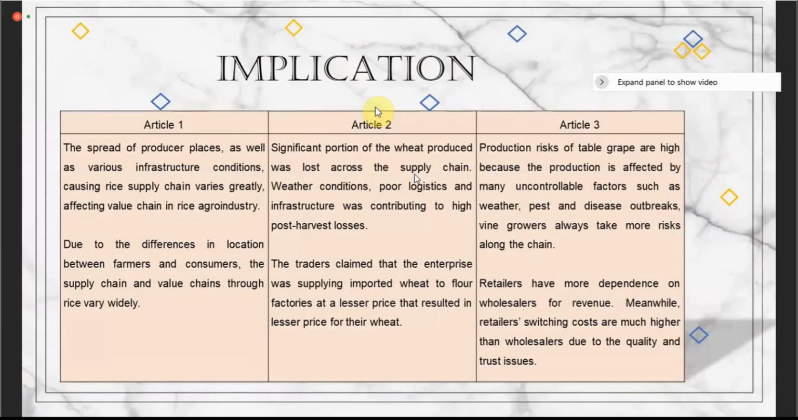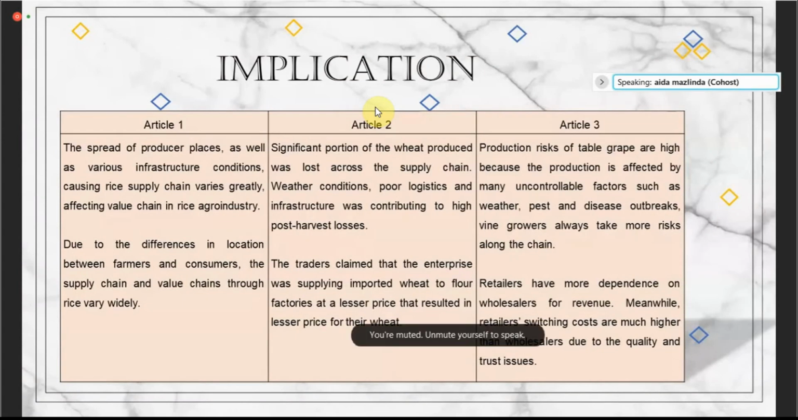Okay. For Article 1, the spread of producer places as well as various infrastructure conditions causing the rice supply chain to vary greatly, affecting the value chain in the rice agro industry. Due to the difference in location between farmer and consumer, the supply chain and value chain of rice vary widely.